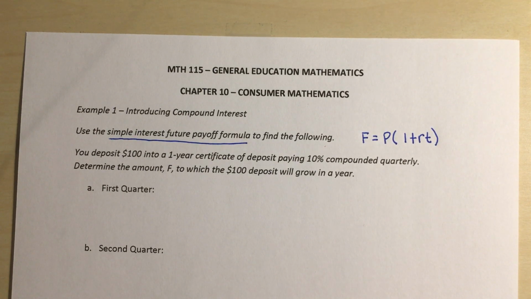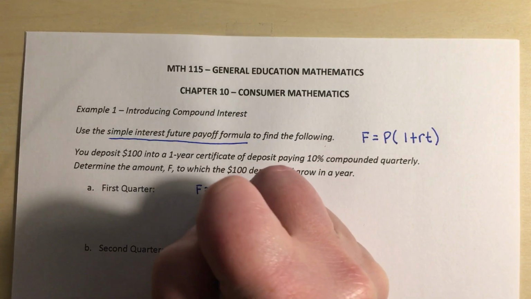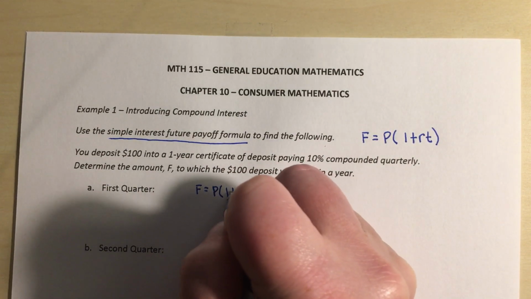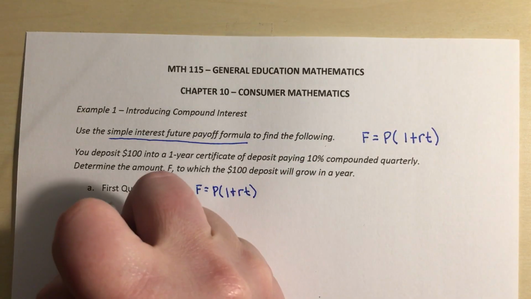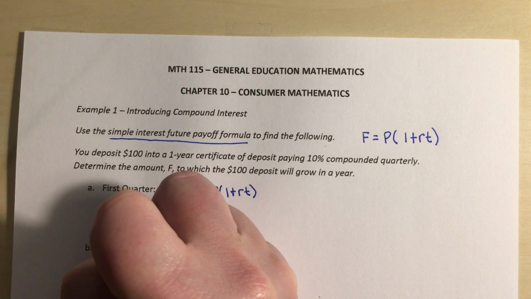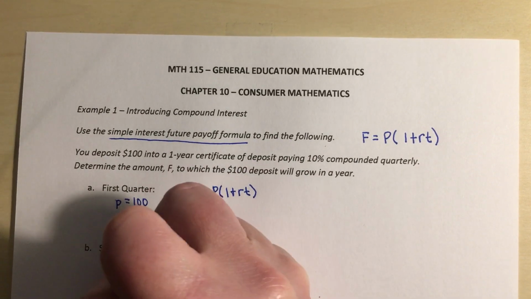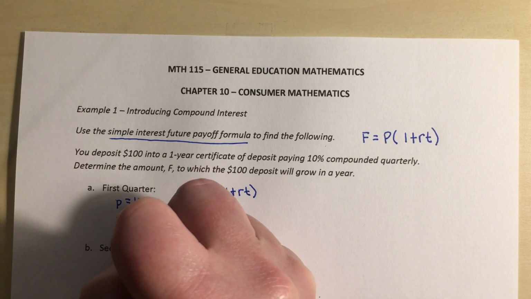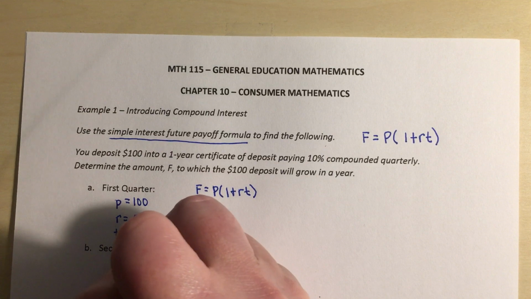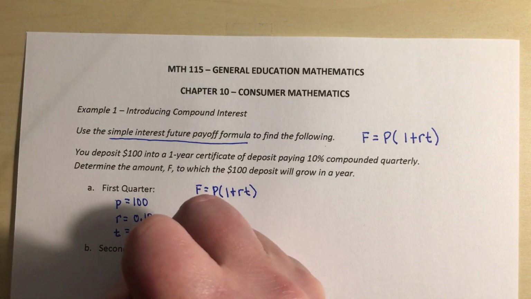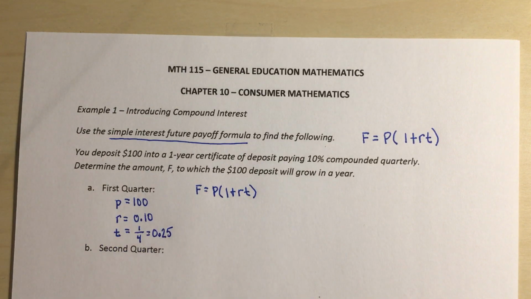Right, so if we start this like we did in the last section, I'm going to write our formula. F equals P times 1 plus RT. Our P is 100. Our R, our interest rate, 10%, 0.10. And our T, a quarter of a year, 1/4 of a year, that's going to give us 0.25 if we write that as a decimal.